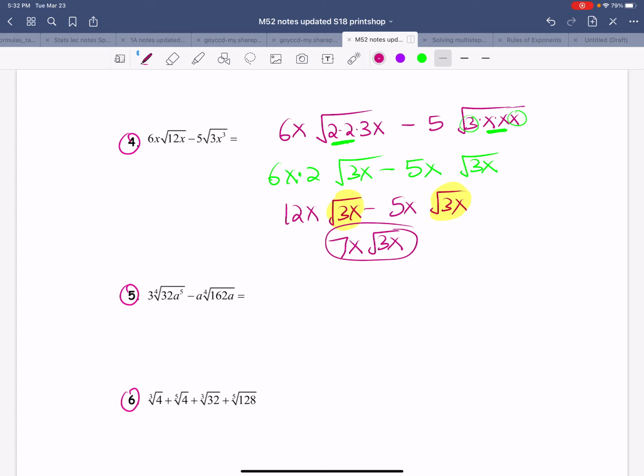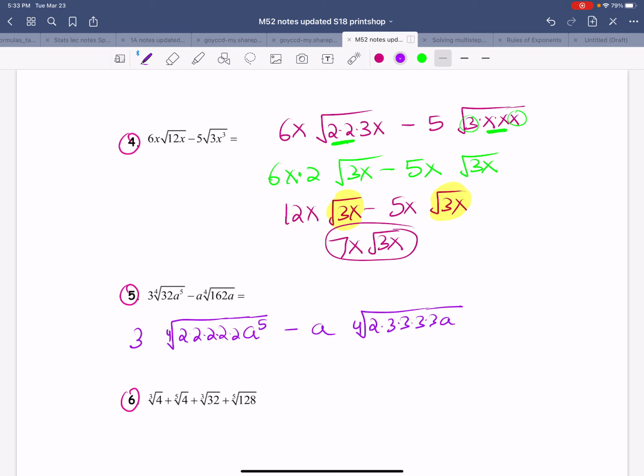Next, we have a fourth root. Okay, fourth root here. Let's go ahead and try to break these further. 3, fourth root. 32 is 2 times 2 times 2 times 2 times 2. And then we have 5 a's, minus a, fourth root. Let's see, 162 divided by 2 is 81. So it's 2 times 3 times 3 times 3 times 3. And then we have an a here.